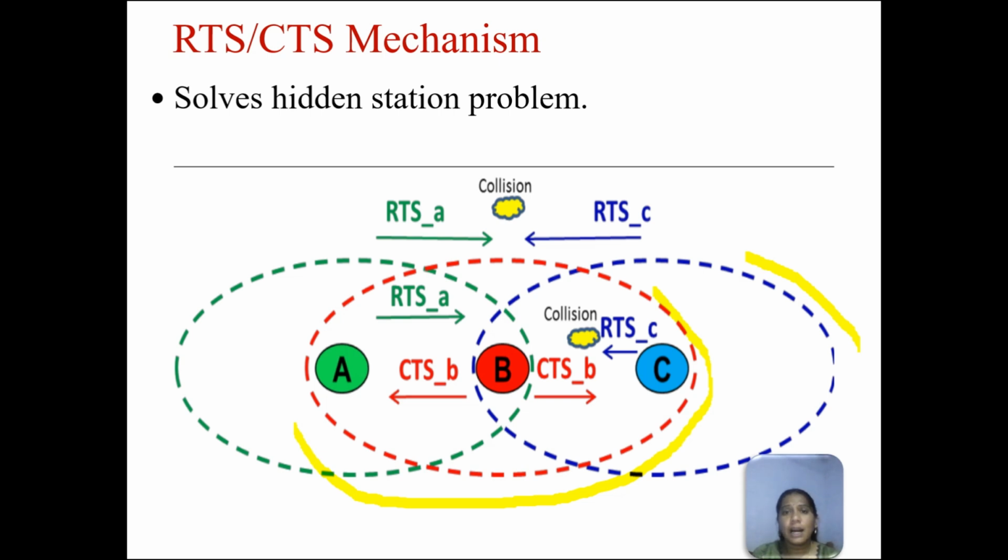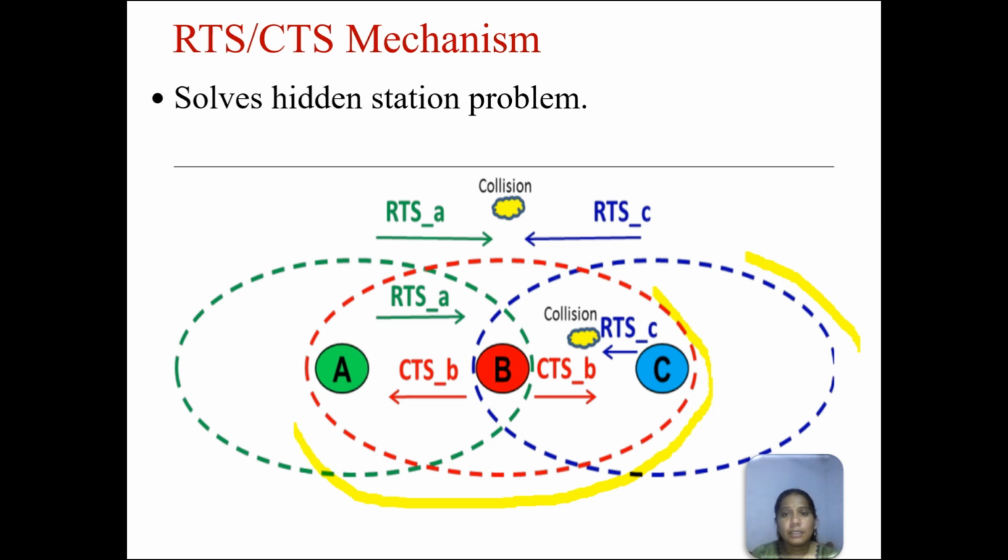So in this situation, the hidden station problem will occur. To solve this, IEEE 802.11 uses the RTS CTS handshake, which stands for request to send and clear to send. The sender first sends a request to send frame. For example, we will consider A as the sender. So first it will send a request to send frame. The receiver replies with the CTS frame. Once the CTS is received, the sender transmits its data and others will defer their transmission.